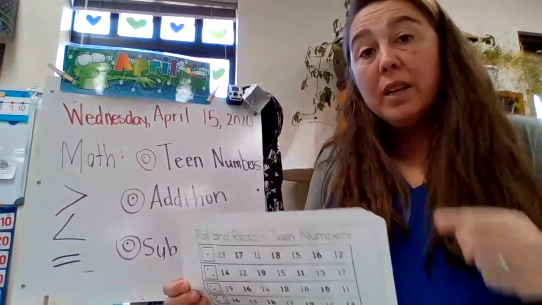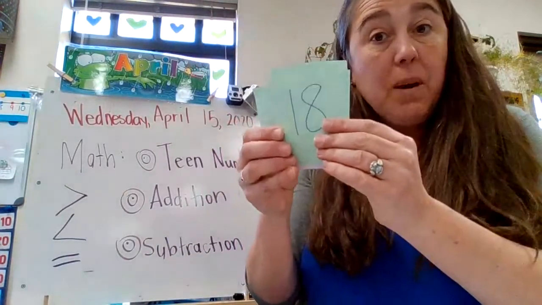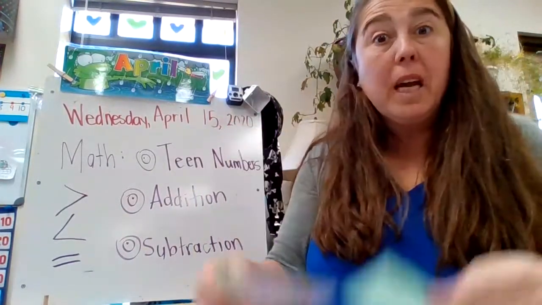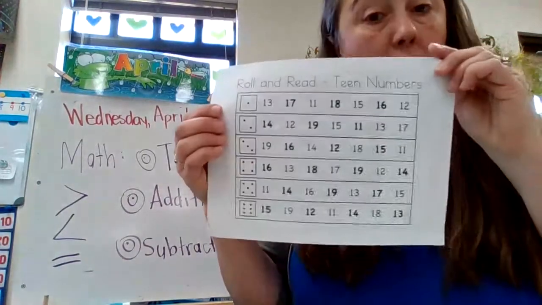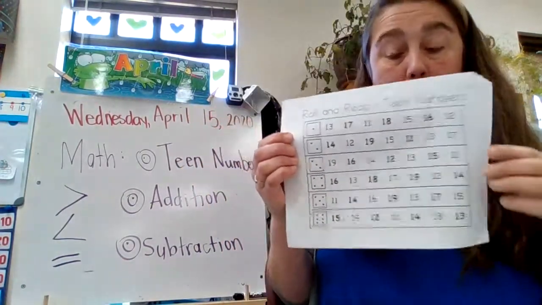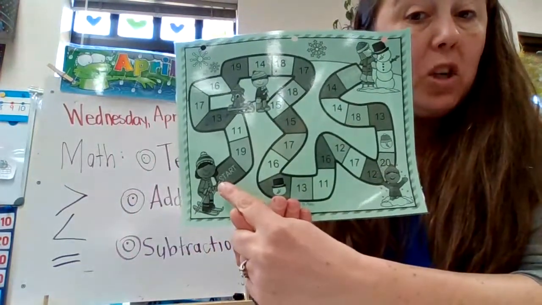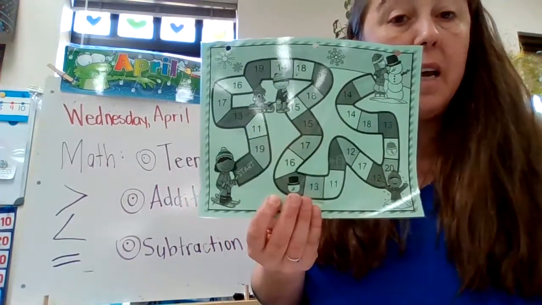If you are still struggling with knowing those numbers, remember you can use flashcards to practice. You can make it a concentration game where you put them down and you pick, or a memory game where you pick them up and you say they match and say the number. You can do this activity where you roll the dice and then you have to read the line of numbers. And you can also do this one where you start right here. You roll the dice, you count how many, and then you say that number.